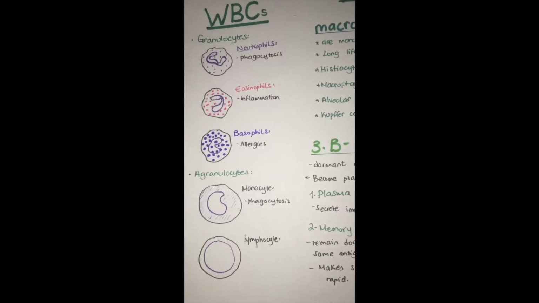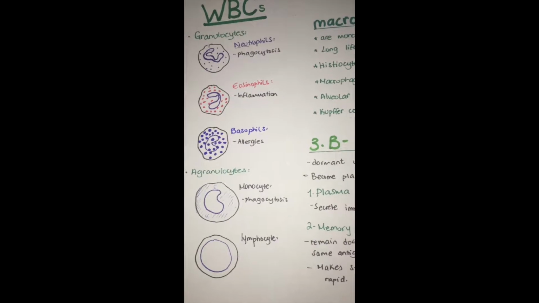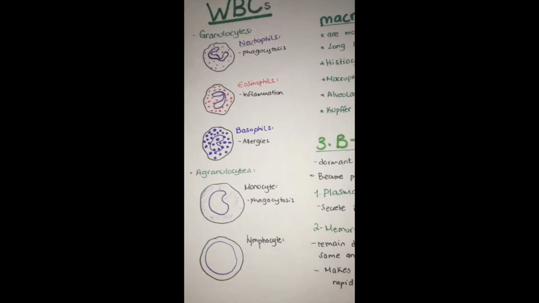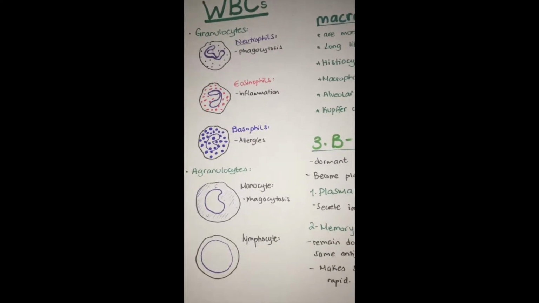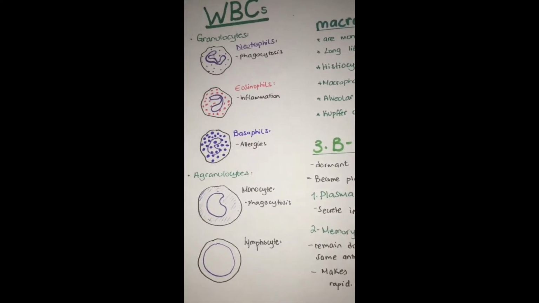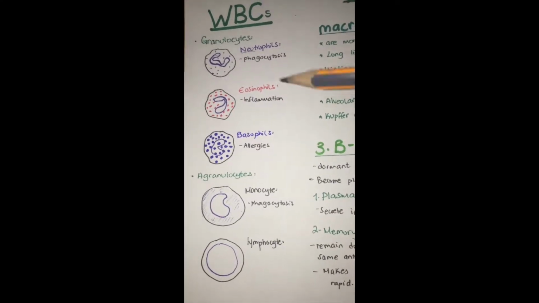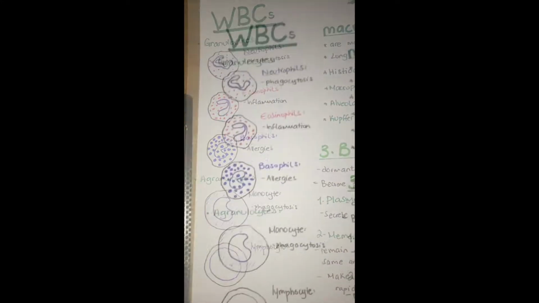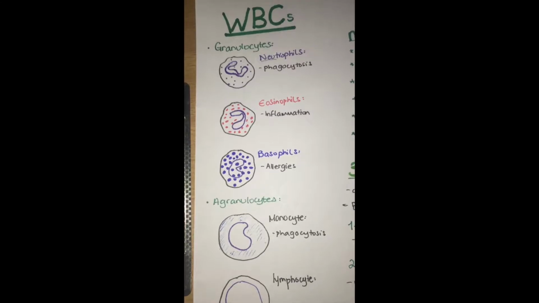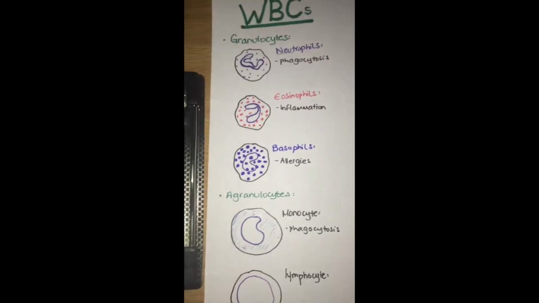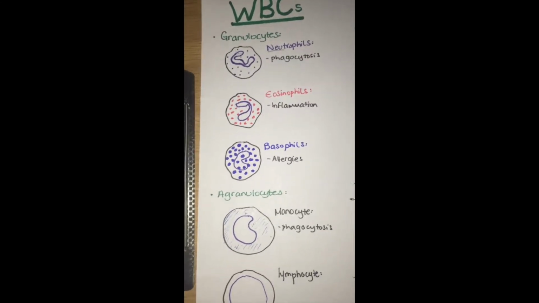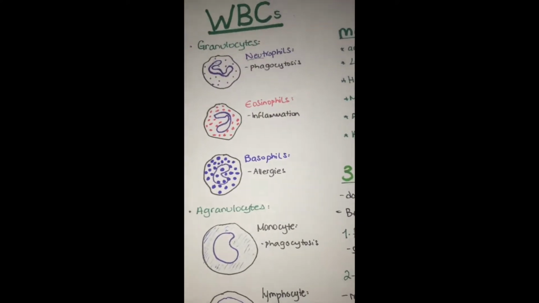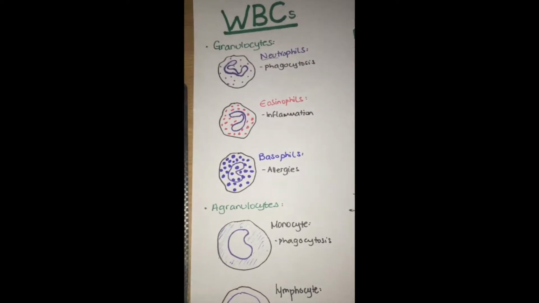The second is eosinophils, and the eosinophils are acidic, and acidic substances or acidic granules stain red. So the stain here is red on the granules. In the eosinophils, the nucleus has 2 lobes, and the function of the eosinophils is inflammation, and we're also going to be explaining what inflammation is later on.